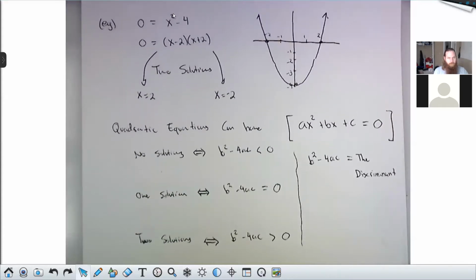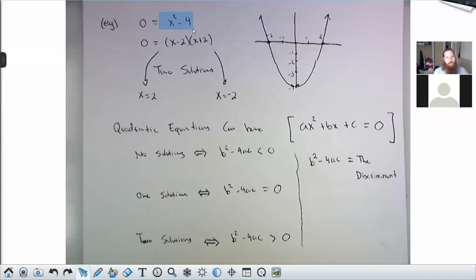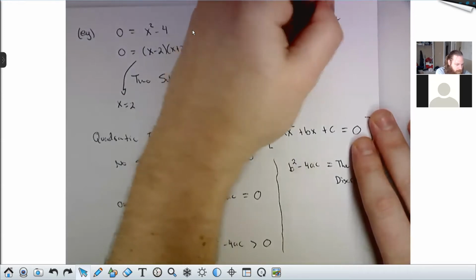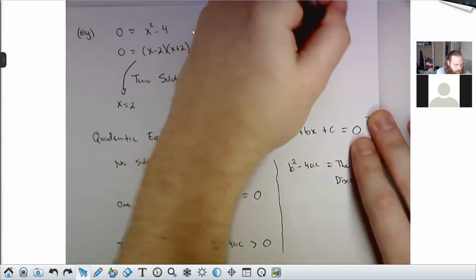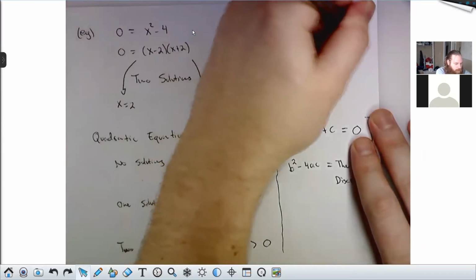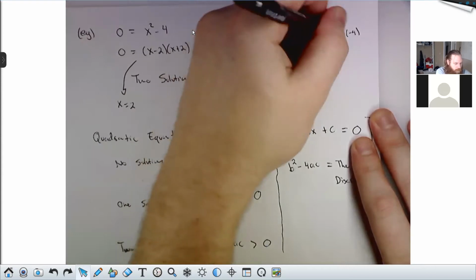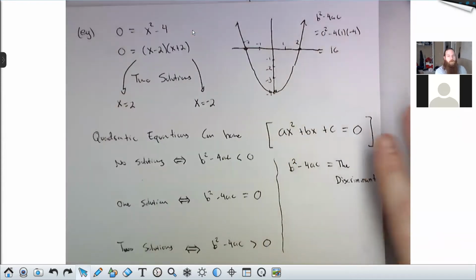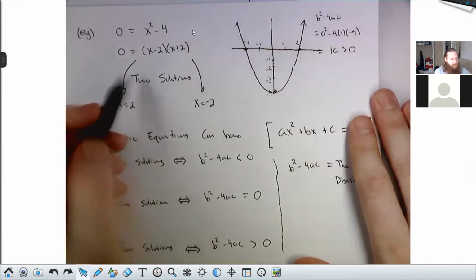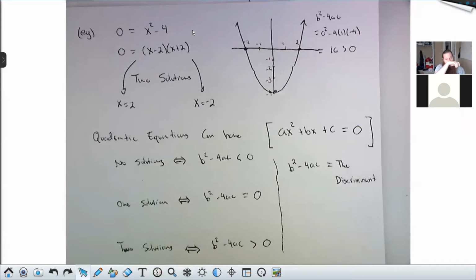If we look up here, a is 1, b is 0, and c is negative 4. So here the discriminant, b squared minus 4ac, is 0 squared minus 4 times 1 times negative 4, which is positive 16. So the discriminant here is positive. And that corresponds with there being two solutions to the quadratic equation.